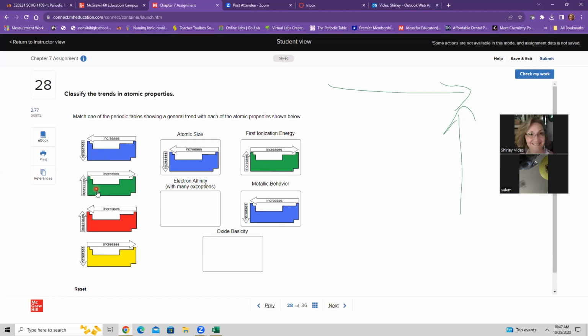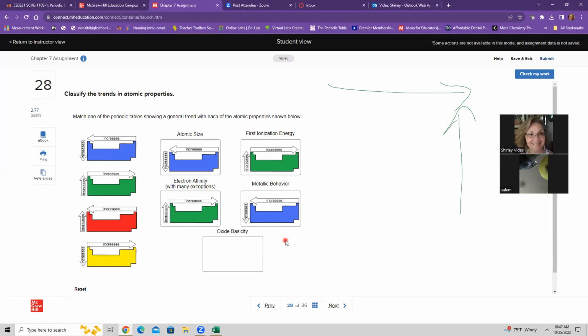Why on earth is the blue and the green? Is the last one yellow? Oh, that's what this is. Yeah, these are right. Is the last one the yellow one? And oxide basicity. You know that? I have no idea. We did not look at that trend. Let me think about it.